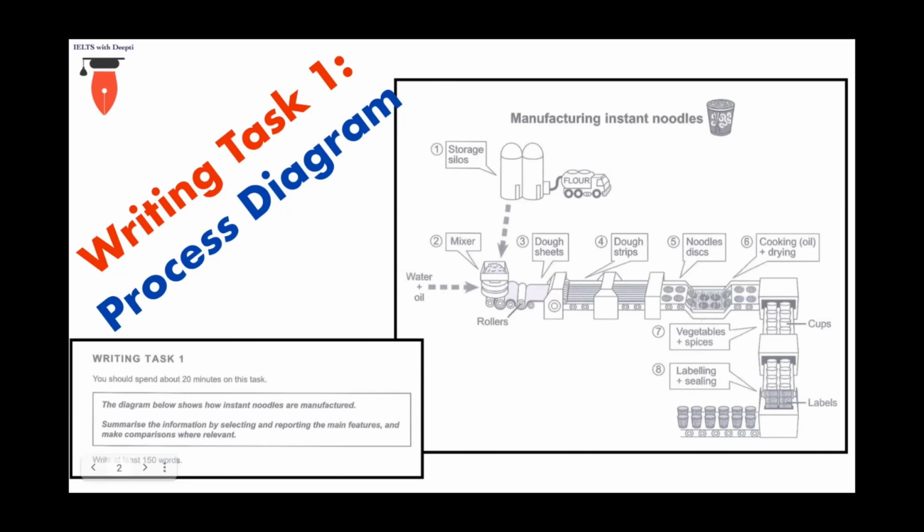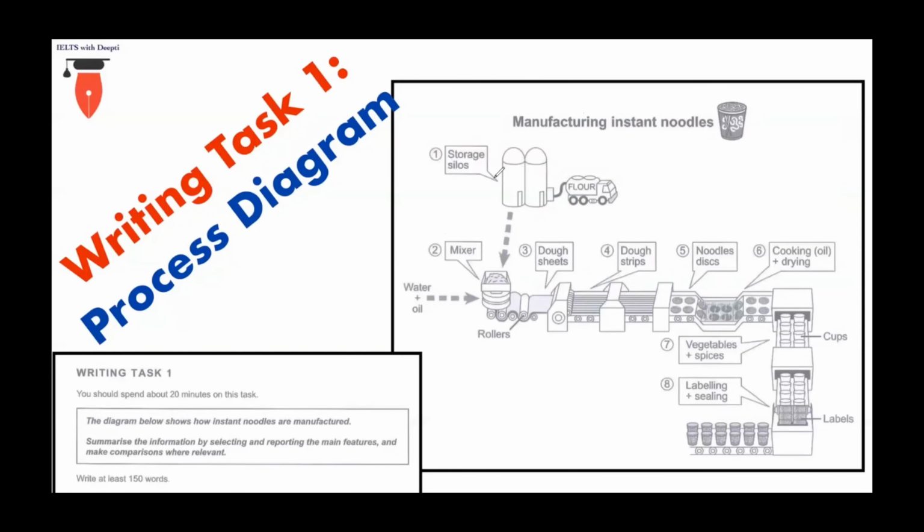So what we see here is how the process happens, how it takes place. So we can see a few things like first the flour is stored, then it goes to the mixer where water and oil are added, and then it finally enters a stage where it is labeled and sealed. So this is the whole process, and you will find some describing words which will show you how the process is moving from one step to another here.